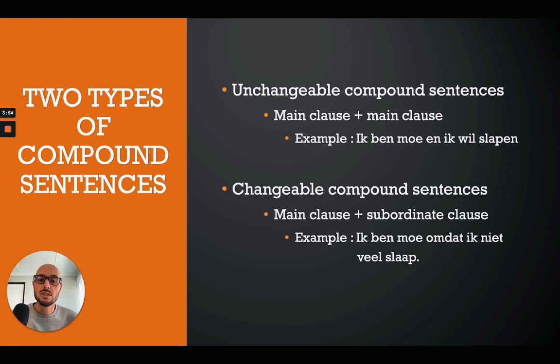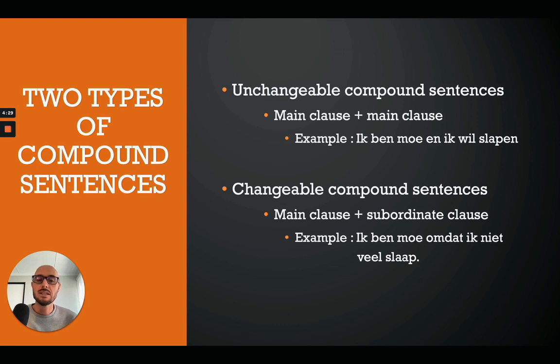Now we're going to go to the second one and take a look at the changeable compound sentences. Then we have a main clause and a subordinate clause, or a subclause as we call it. So we look at the example. "Ik ben moe omdat ik niet veel slaap." The first one is our main clause. "Ik ben moe": subject ik, ben, finite verb, normal position. Then we have "omdat". Omdat is our connecting word, or conjunction. And then we look at "omdat ik niet veel slaap".